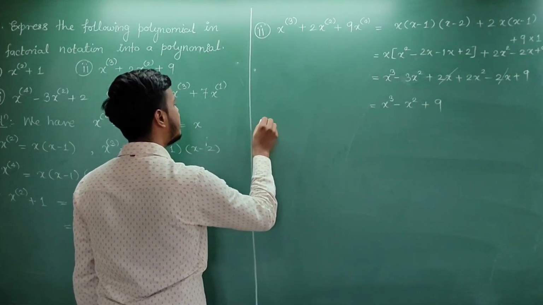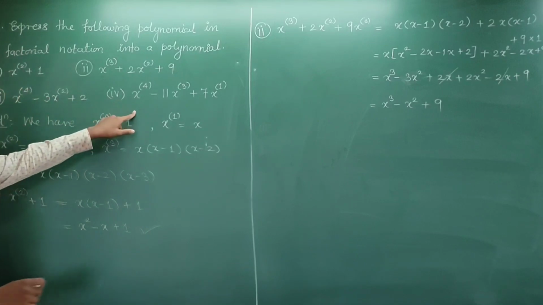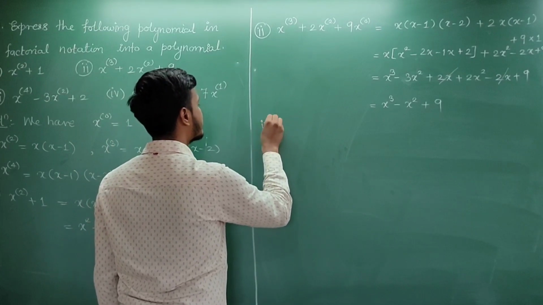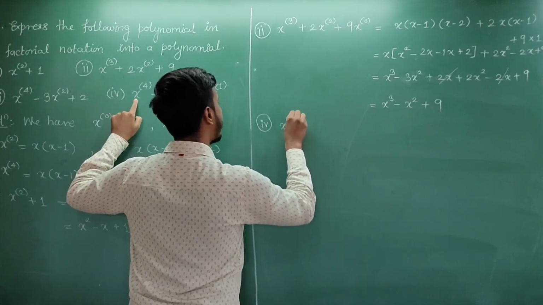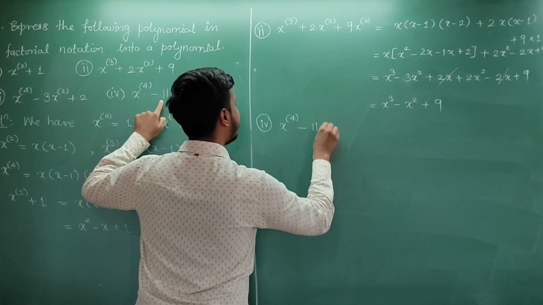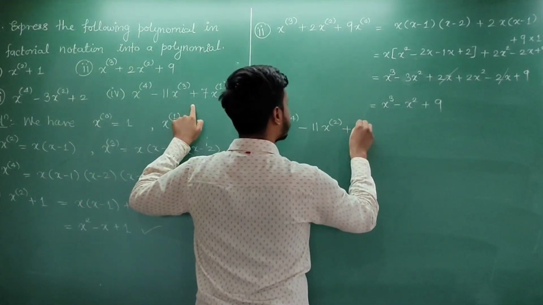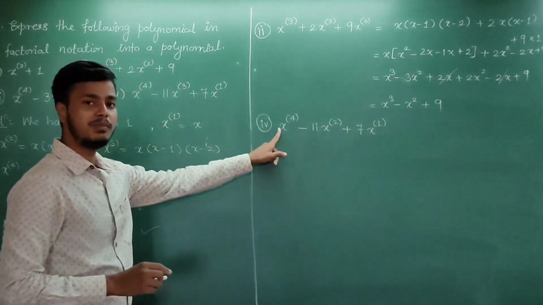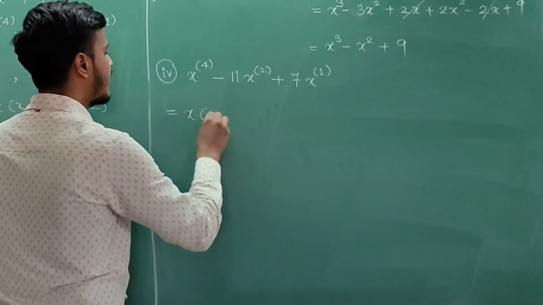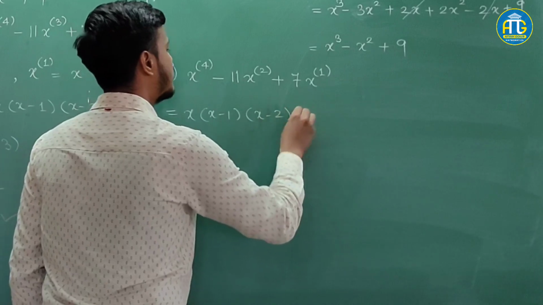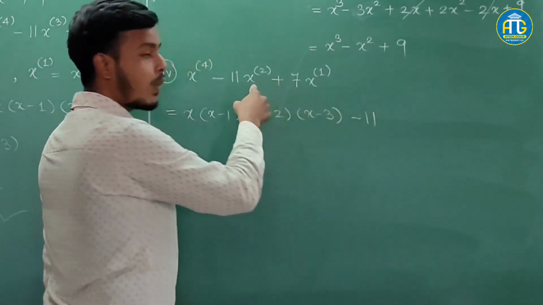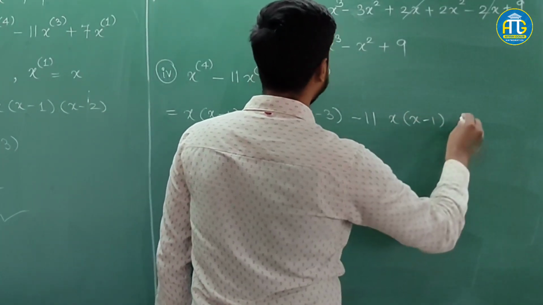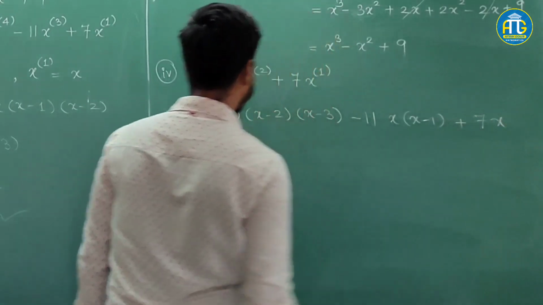Let us see the last one. As I said, I would be solving any one of these, so I will go with the fourth. The third, you try to solve. So the fourth one is x raised to the power 4 factorial minus 11 x raised to the power 2 factorial plus 7 x raised to the power 1 factorial. We can write x to the power 4 factorial as x into x minus 1 into x minus 2 into x minus 3, minus 11 times x raised to the power 2 factorial, which can be written as x into x minus 1, plus 7 times x raised to 1 factorial, which is x.